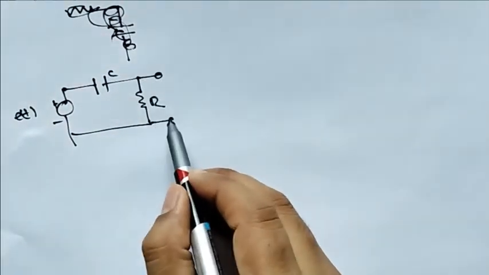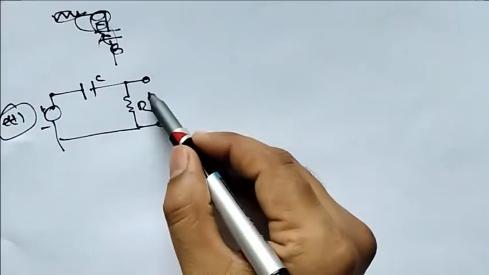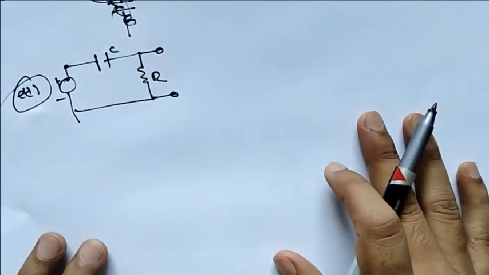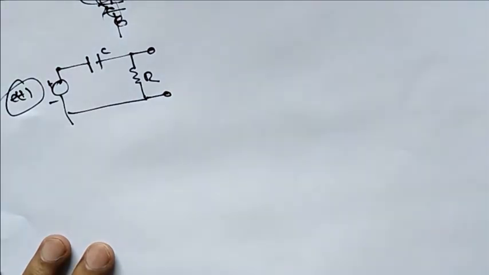If you take the output across this one, this is E of t. We have given this E of t and we have to take the output here. Now here we are going to see that if we take the time response, then it is going to be difficult to calculate the response.